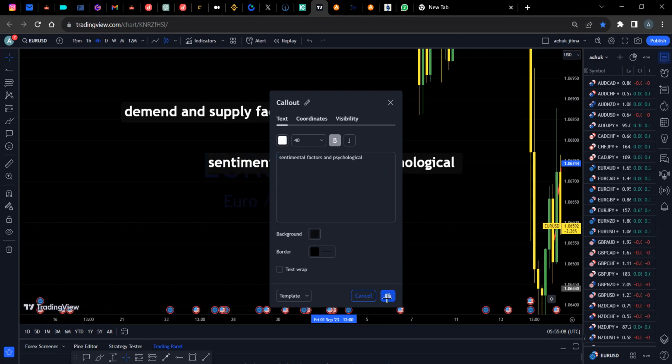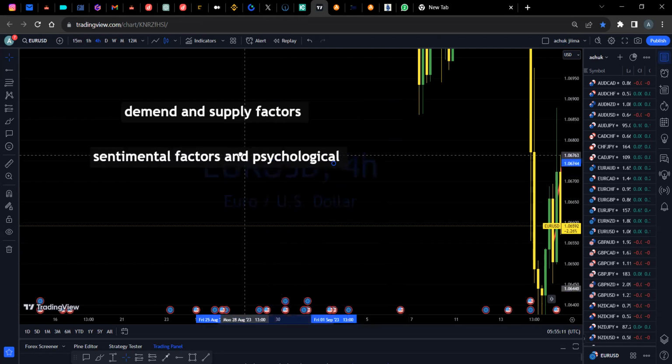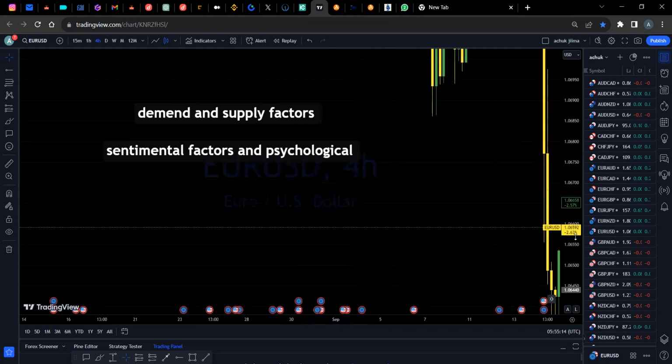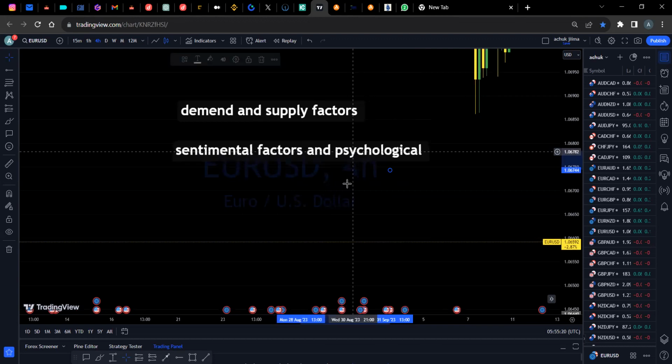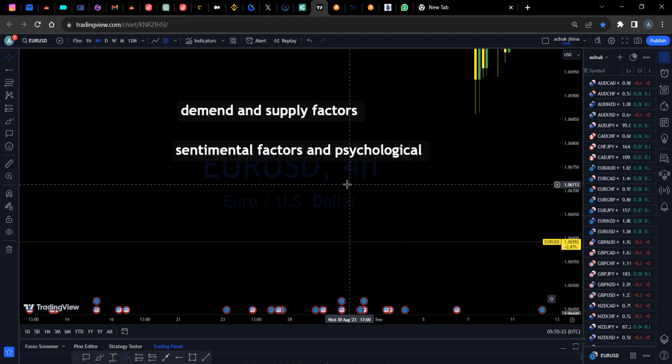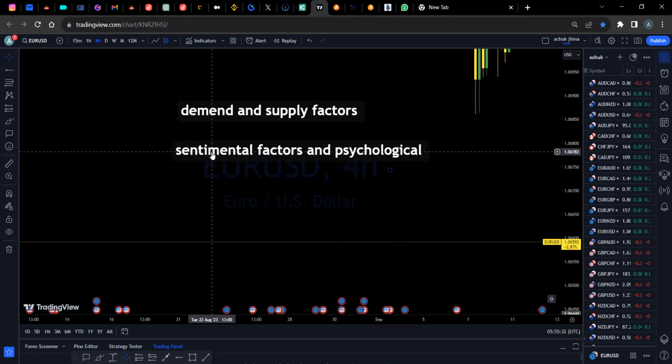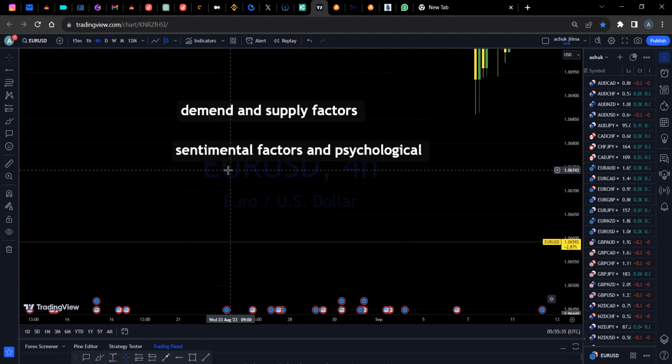So you have the sentimental factors and then the psychological. What do I mean by that? The positioning of other traders in the market plays a big role in the strength and weakness of a particular currency. By sentimental here, we mean how other traders are positioned. What are their biases in terms of the strength and weakness of the currency being traded? For example, how many traders are long on the dollar and how many are short on the dollar, if you pick a pair like GBPUSD, the pound dollar?